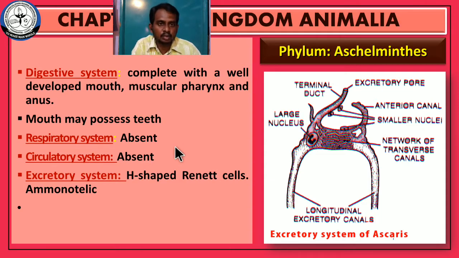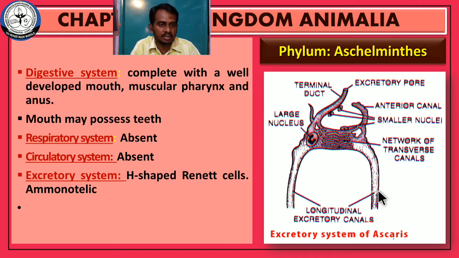Arthropoda la mattum dhaan arthropoda la irundha adukapra varakudiya phylum la ellathilume enna irukumna respiratory system irukum and circulatory system for the first time appears in the annelida. And excretory system: in platyhelminthes flame cells act as an excretory system, cells responsible for osmoregulation as well as very good excretion. Here the excretory system is Renette cells, H-shaped Renette cells.